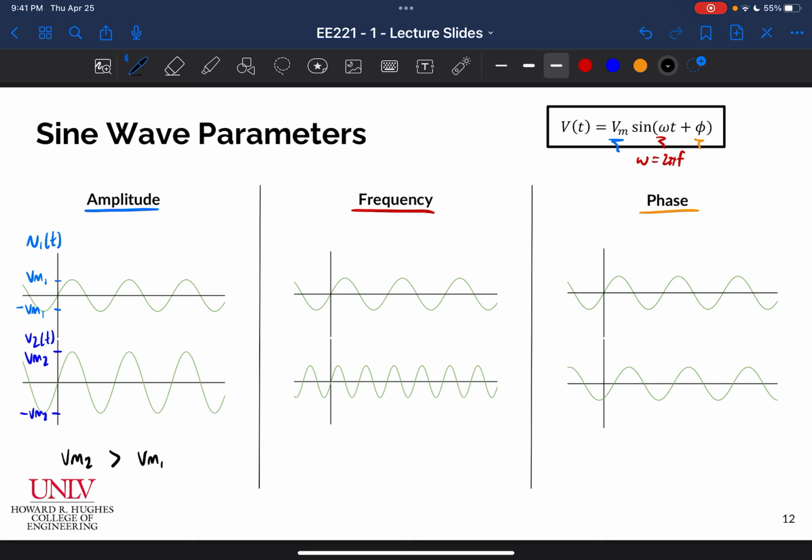So hopefully that's pretty straightforward. That is what the amplitude does. This term out in front of the sine function just scales the maximum height of my sine wave, okay? That's the amplitude.